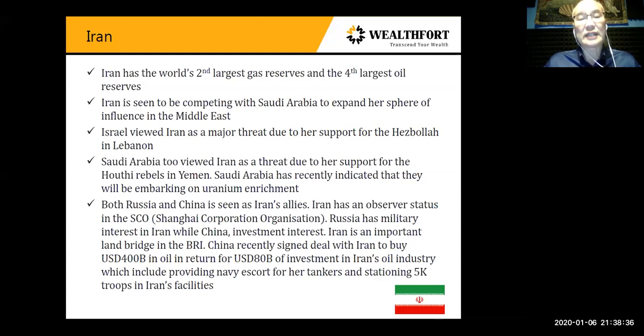Iran is an important land bridge in the BRI. China recently signed a deal, now for those who are unaware, the BRI is the Belt and Road Initiative. China recently signed a deal with Iran to buy $400 billion of oil in return for $80 billion of investment in Iran's oil industry, which includes providing Navy escort for her tankers and stationing 5,000 troops in Iran's facilities. So you can see that it becomes a challenge if the US decides to attack Iran.